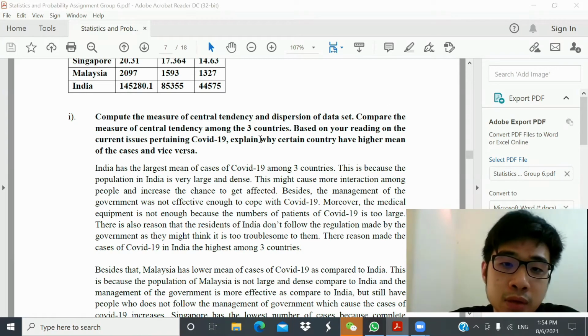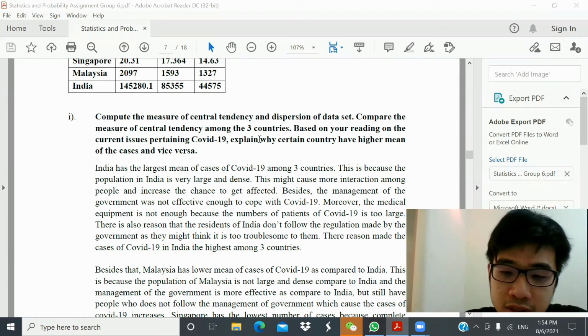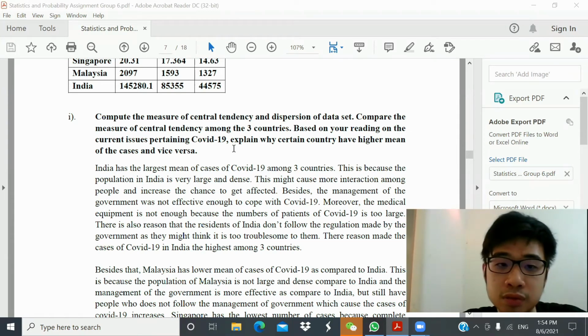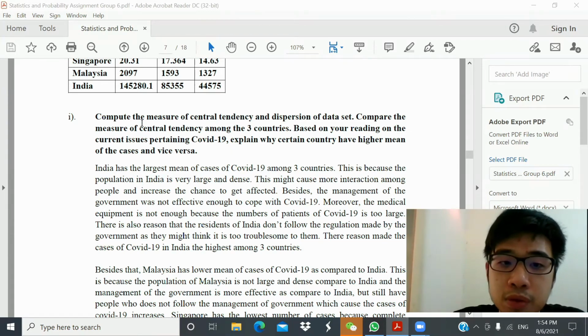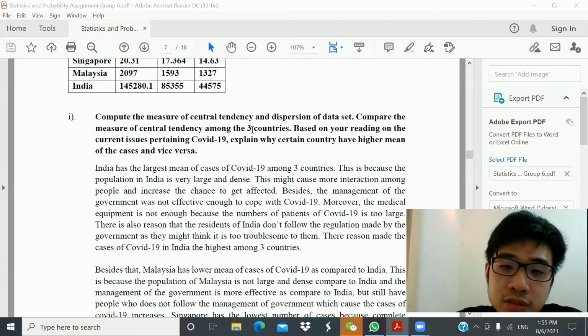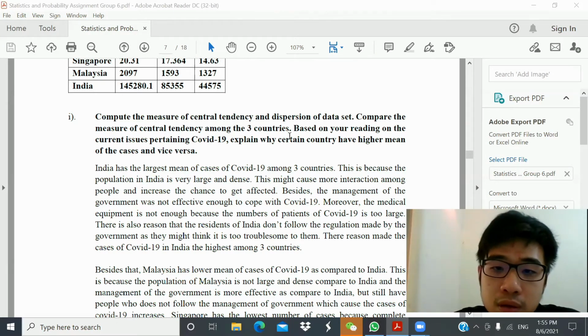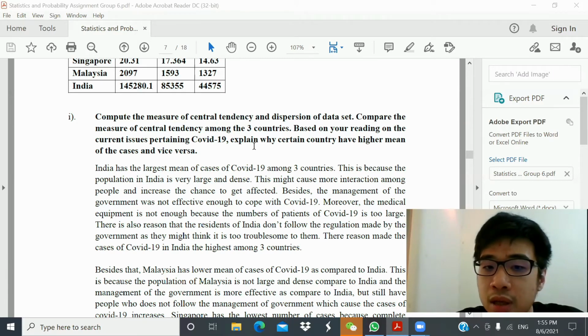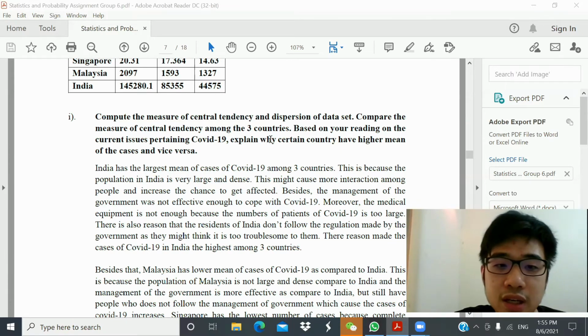Hello everyone, I am Go Wei Zi from section 27 and I would like to share with you all about computing the measures of central tendency and dispersion of the dataset of India cases of COVID-19. Compare and measure the central tendency among three countries, which are India, Malaysia, and Singapore. Based on your reading and on the current issue pertaining to COVID-19, explain why certain countries have a higher mean of cases and vice versa.